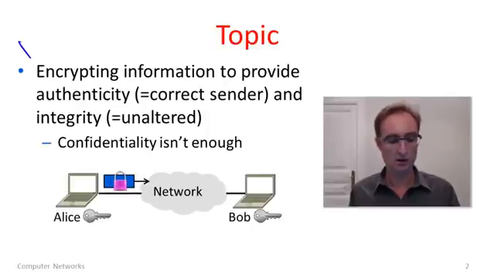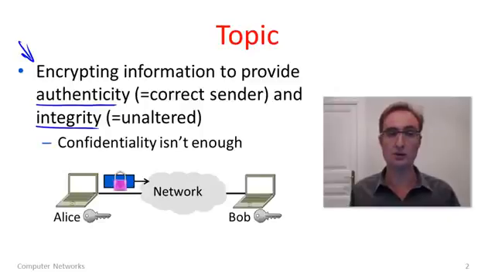Okay, so what we're talking about doing now is using encryption to provide authenticity, to make sure messages came from the correct sender, the sender we thought they came from, and integrity. These properties often go hand in hand, making sure the message hasn't been altered. These are actually different properties than confidentiality. Often confidentiality of messages isn't enough on its own.